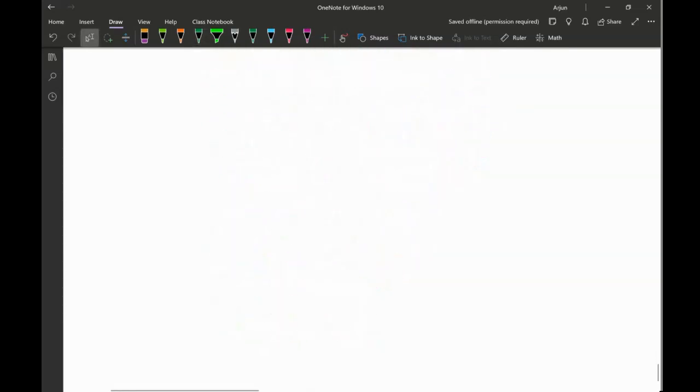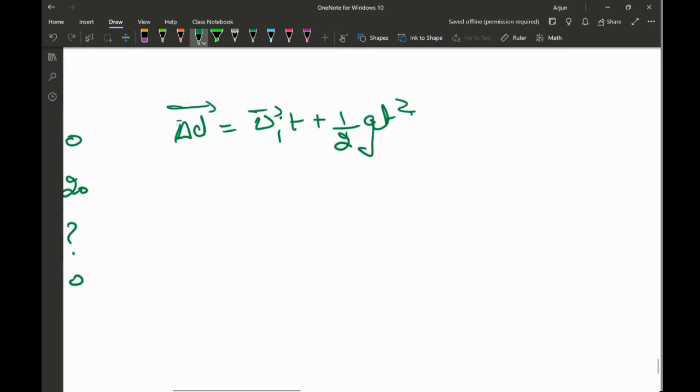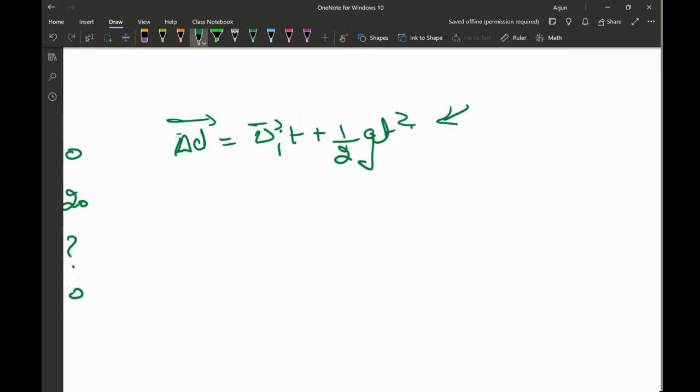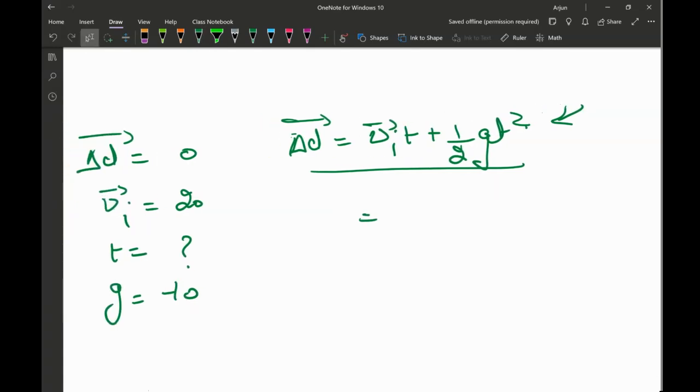So again, I'll take one more practice on this. If delta d is equal to 0, initial velocity is 20, and time is what we are looking for, g value is negative 10. Simplify for t value by using the equation delta D is equal to v initial t plus half a t square, or g t square in this case. You're going to also study in later videos how we got these equations. So right now you don't need to worry about where we got this equation from. We're just trying to learn the algebra.